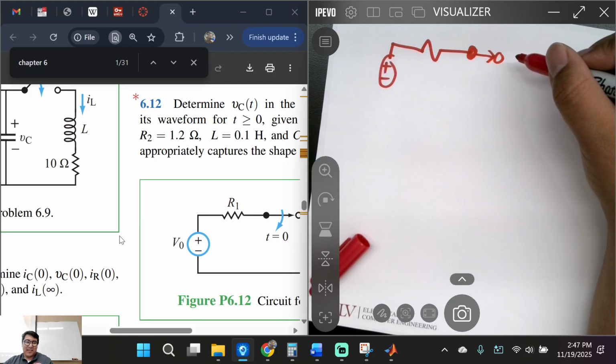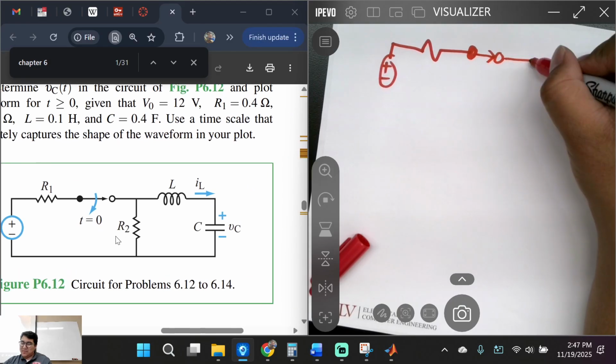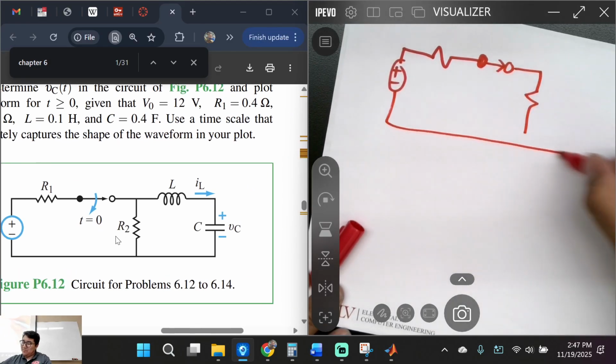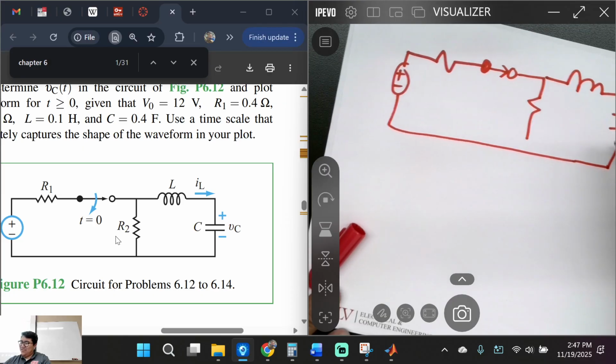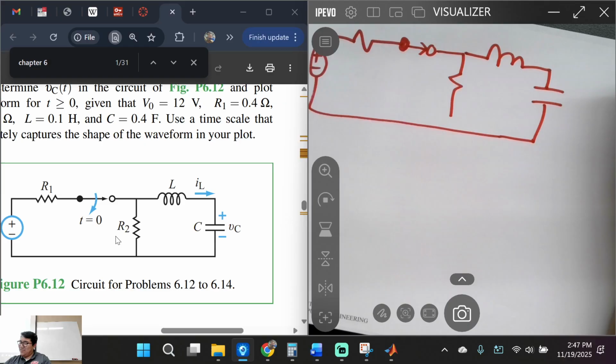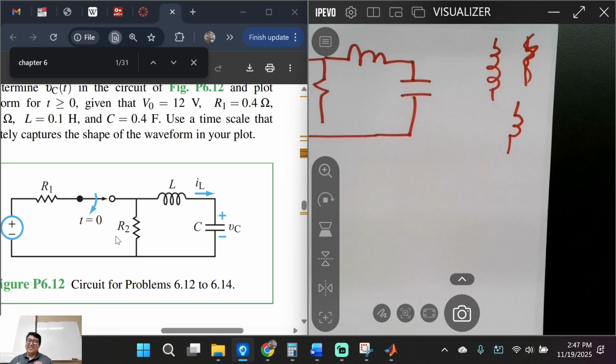Okay, doing that. Here's our resistor. Boom. Inductor. How do you guys draw your inductors? Oh, you guys like a curvy? Yeah, little squiggles. I just do this and call it a day.